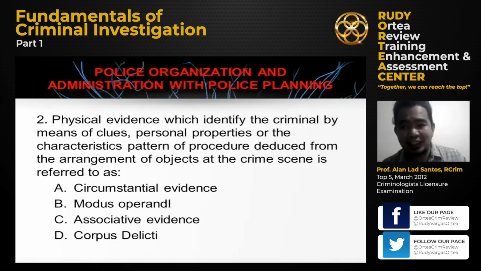Tinatype ko, guys, para yung spelling ay inyo ding makuha kapag kayo ay nagsusulat. Ito rin ay tumutukoy na totoong nangyari ang krimen. The existence of the crime. There is a wrong thinking na pag sinabi mong corpus delicti, yung katawan ng biktima. Mali yun. So, ito ang nagpapatunay na may krimen na nangyari.